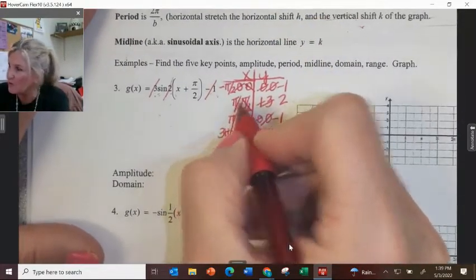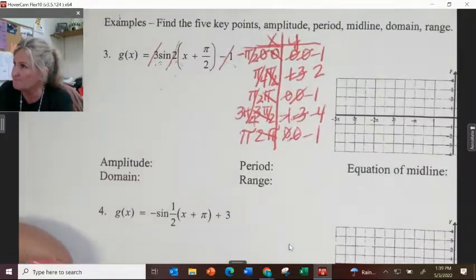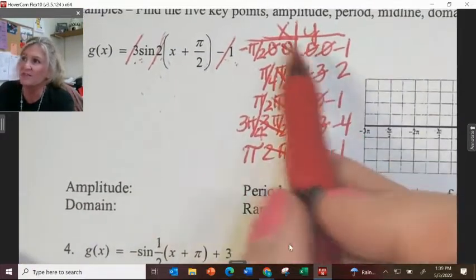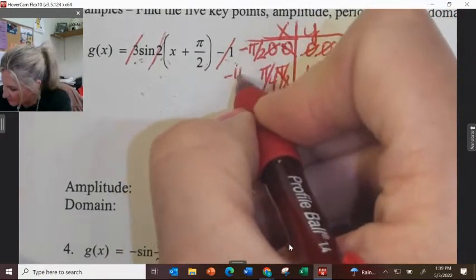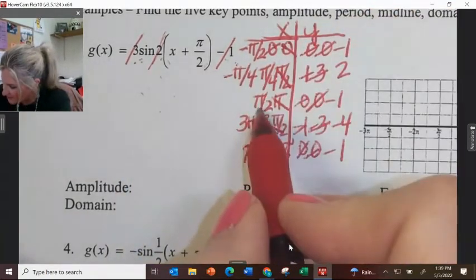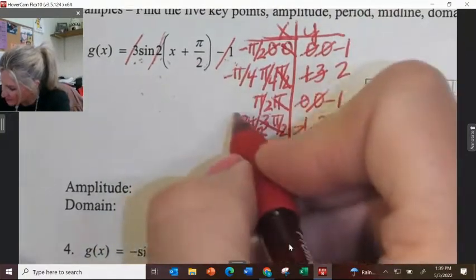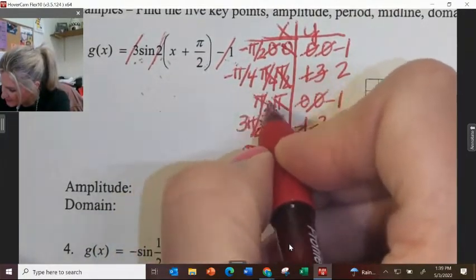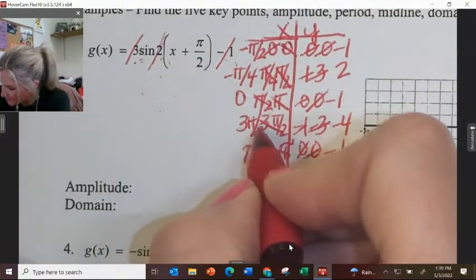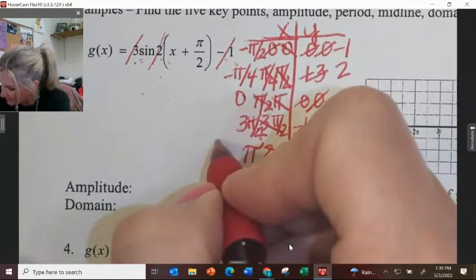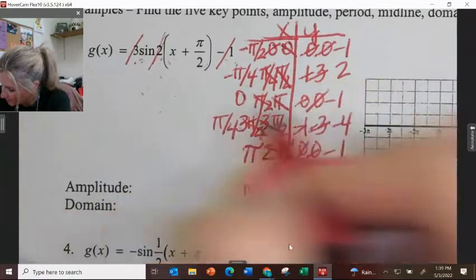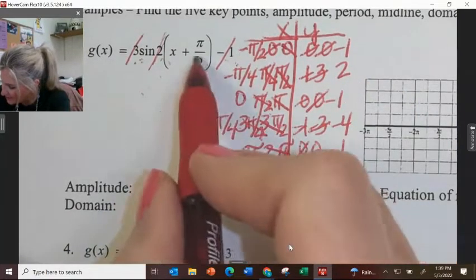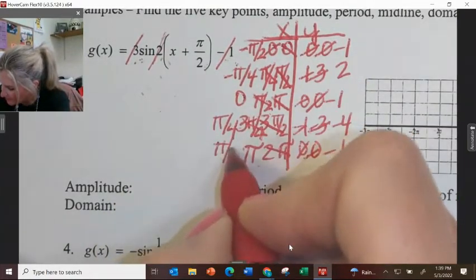What's pi over 4 minus pi over 2? What's 1/4 minus 1/2? Negative 1/4. Pi over 2 minus pi over 2 is what? 0. 3 pi over 4 minus pi over 2 is going to be pi over 4. And pi minus pi over 2 is going to be pi over 2.